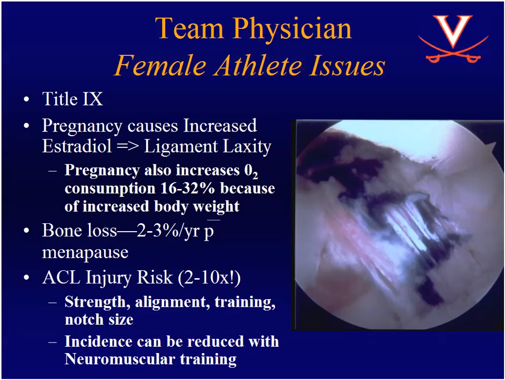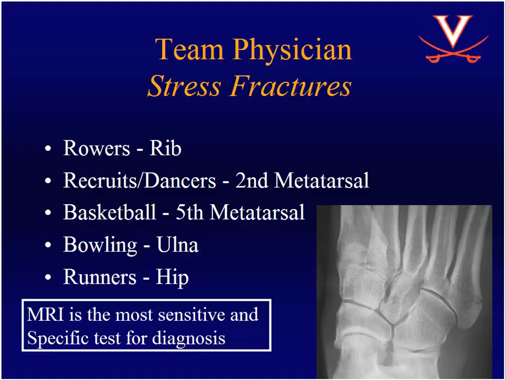Some other minor issues that come up with a female athlete are pregnancy, increasing the estradiol, which can lead to ligament laxity, and bone loss after menopause. Probably the most common thing we're seeing more and more of is a female athlete at risk with pivoting sports, and the way you avoid this is jump training to reduce the incidence of ACL injuries. Stress fractures, we've talked about ad nauseam. Recognize some of the common locations for this. MRI is largely supplanting bone scan in the identification of stress fractures.